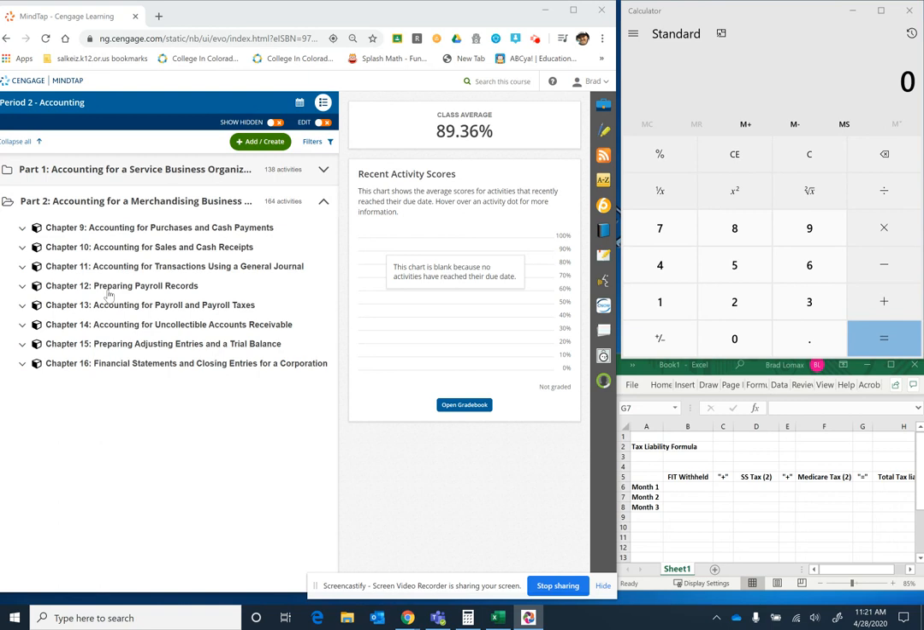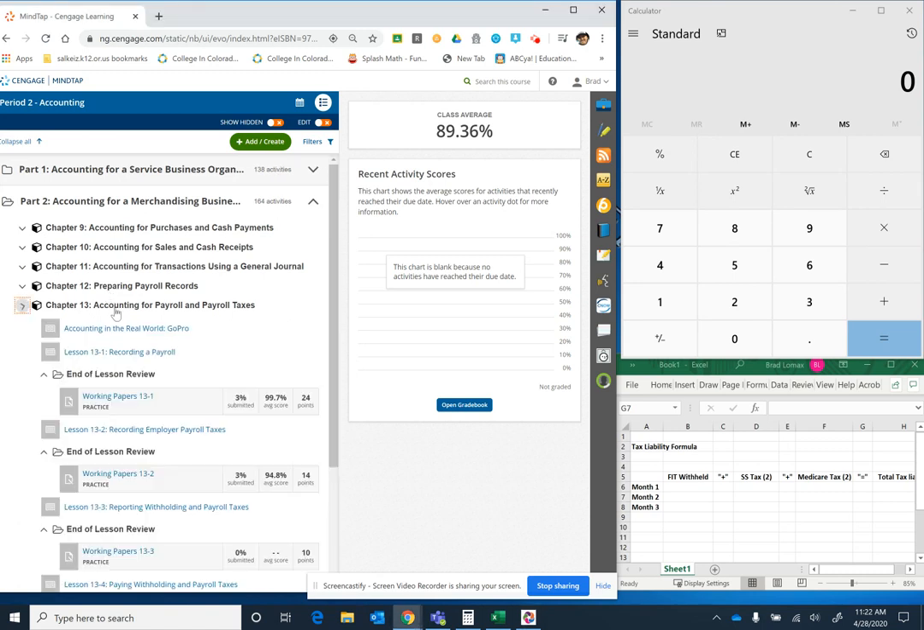In chapter 12, we did preparing payroll records. So we identified how many hours people were working, how much they were going to be paid, what their taxes were, what their deductions were, and then we found out what their net pay was, how much money they were making after taxes. Then in chapter 13, we started accounting for the payroll, and we're going to start reporting payroll to the federal government during this section.